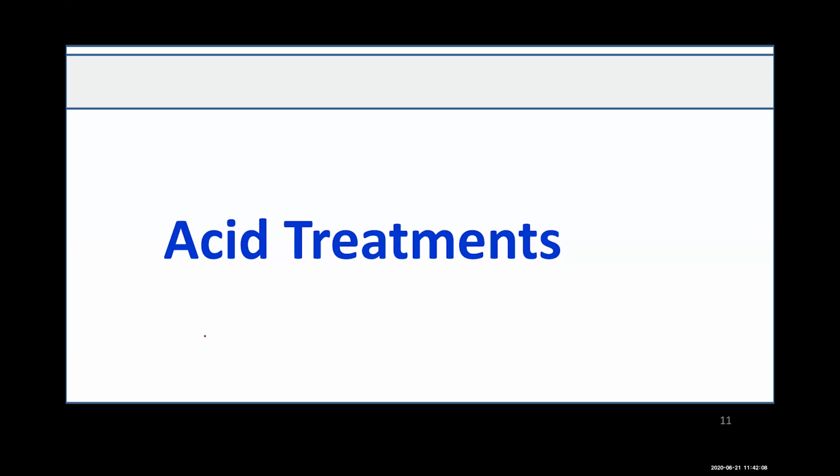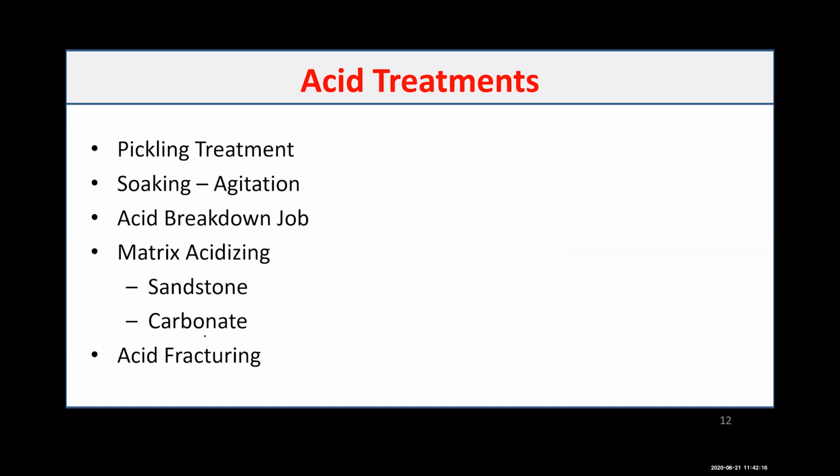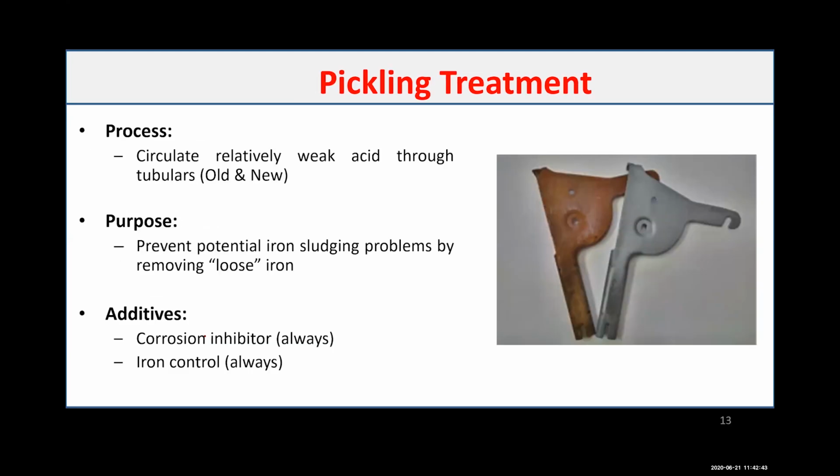Moving to another part, which is the acid treatment. What types of treatment do we usually pump acid for? We have different types of treatment where we typically use acids. The first one is called pickling treatment, then soaking or scale removal treatment, acid breakdown job, matrix acidizing, which is both one for sandstone and one for carbonate, and finally acid fracturing treatment. So I'll go through each one, why we need it and how we can do it.